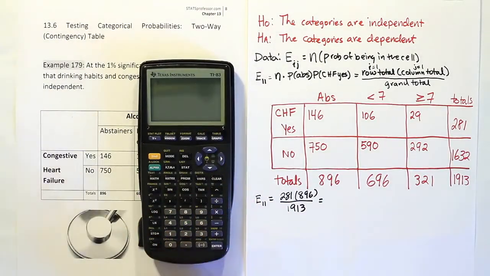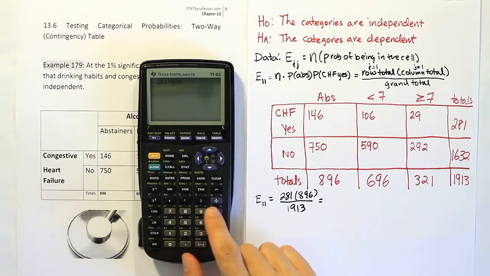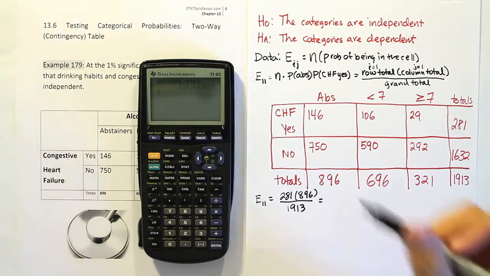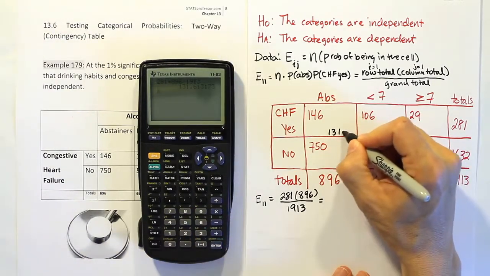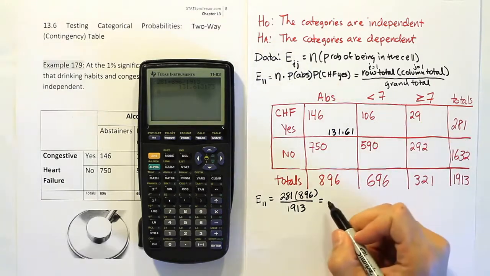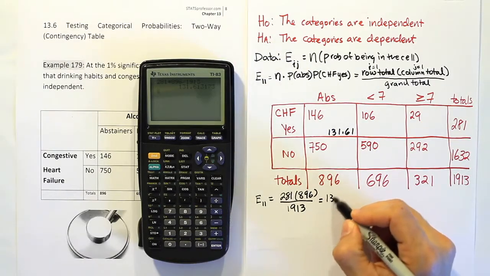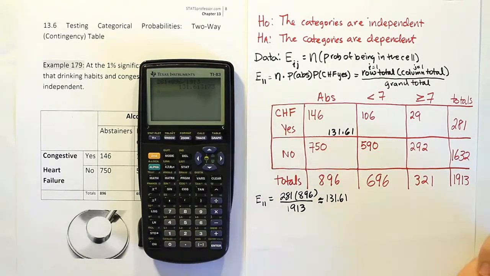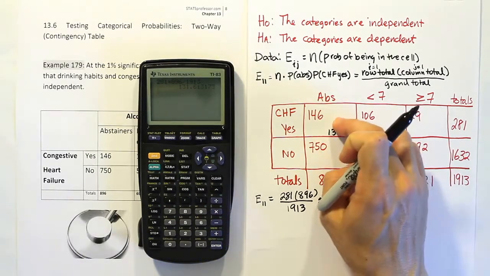So we'll end up having 281 times 896 divided by 1913. And when you're done, you get 131.61 if you use 2 decimal places, right? So 131.61, that's approximately correct. Okay, so that's the expected value for the cell in the first row, first column.